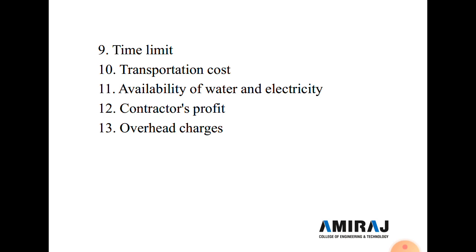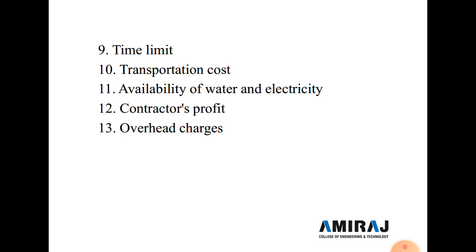So overall construction cost is increased, because electric bill and water charges are included in the overall cost of the construction. And 12th is the contractor's profit. Usually the percentage of profit of the contractor is 8 to 15%. And if it is more or less, the rate of the item will be accordingly affected.